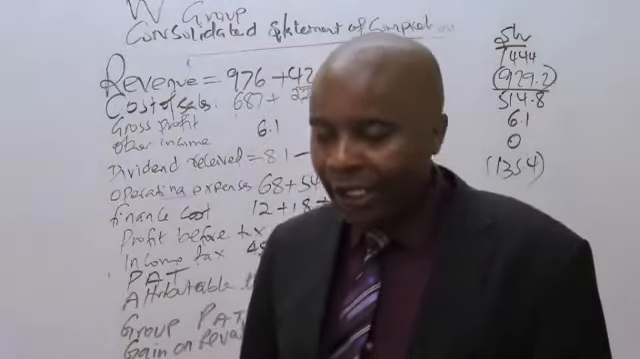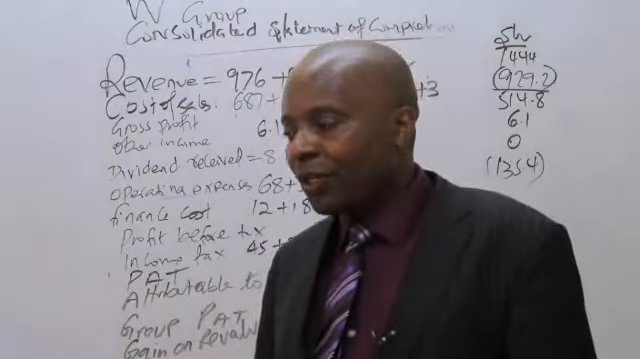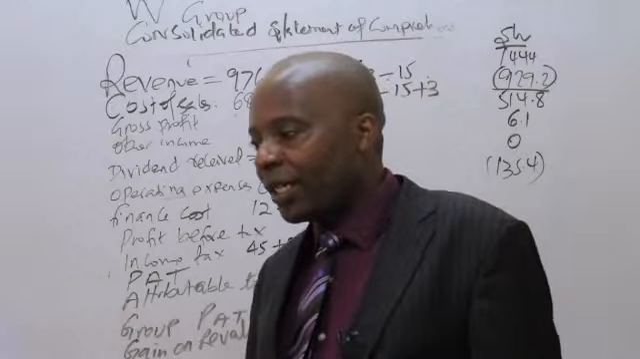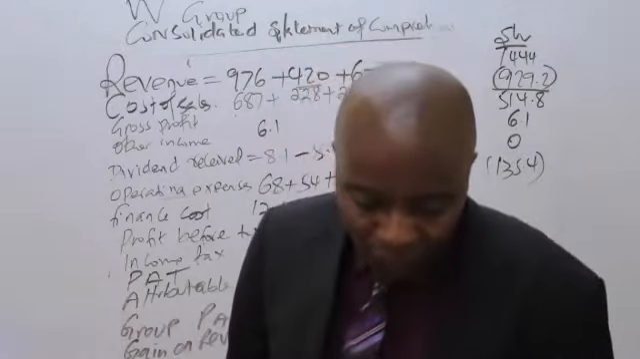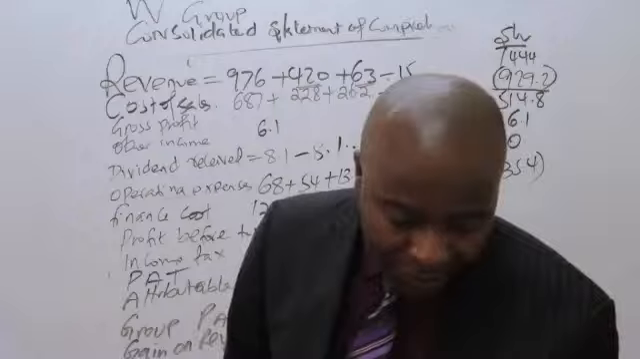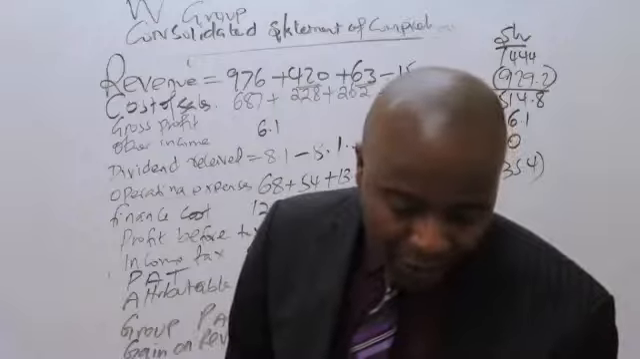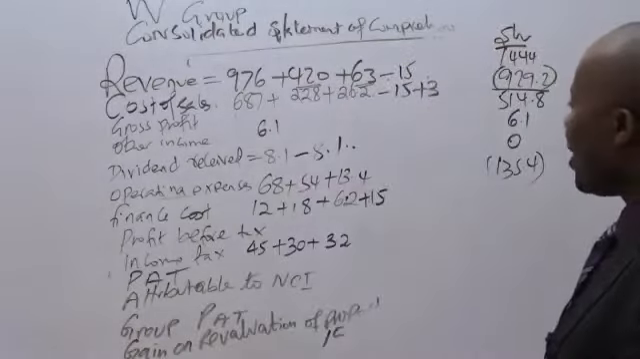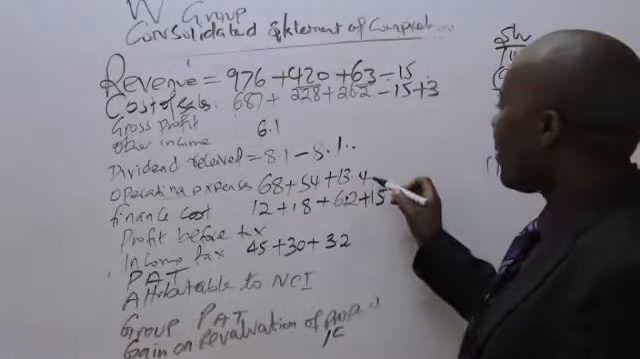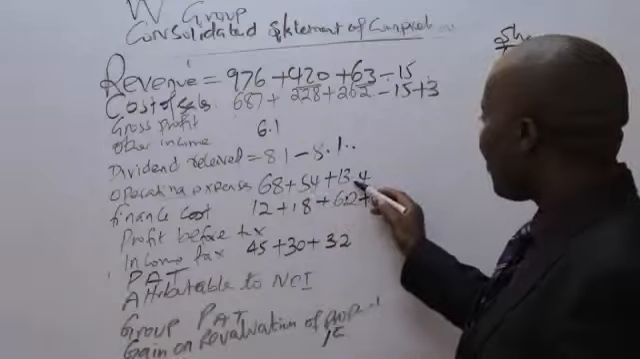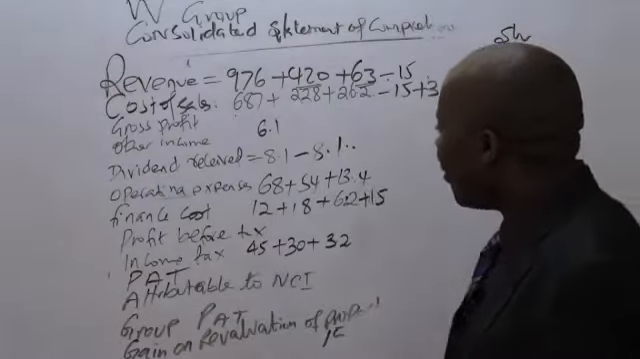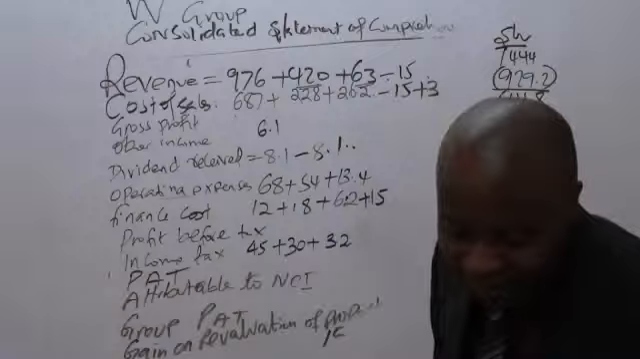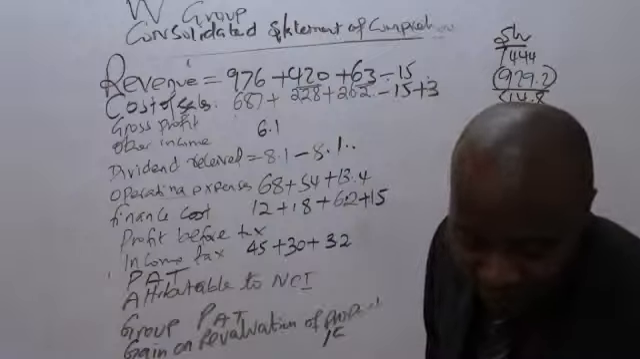Finance cost consolidated, put it together. Somebody is giving me a figure of 107. Remember, it is 68, 54, and then we have operating expense 68, 54, 13.4. No, finance cost, sorry. Finance cost.